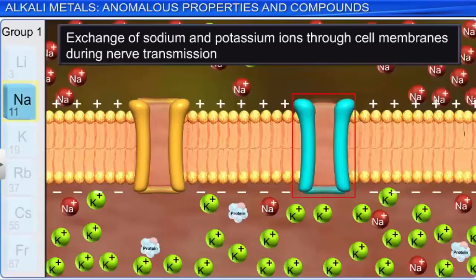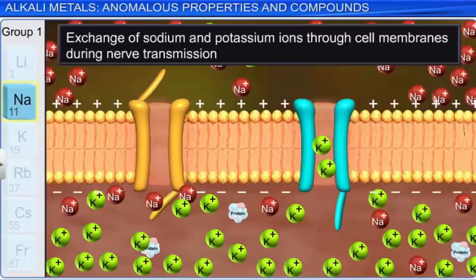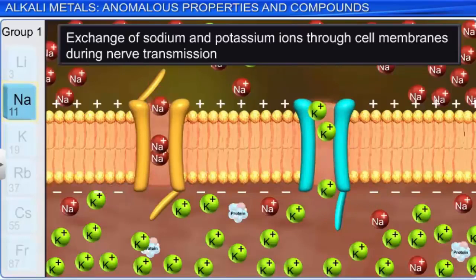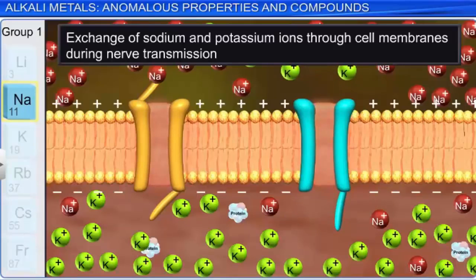When these become activated, sodium ions rush into the cell and potassium ions flow out of the cell. The movement of sodium and potassium ions across the membrane causes the polarity of the membrane to change momentarily. As this moves down the neuron, the nerve signal travels through the body.